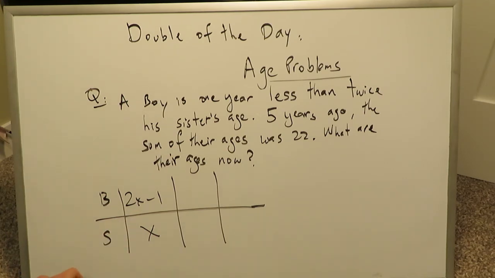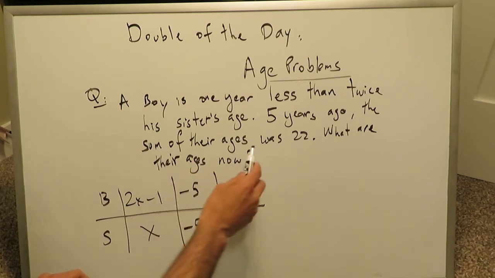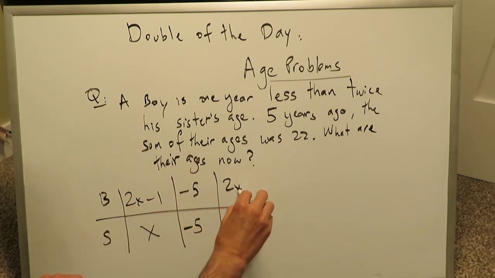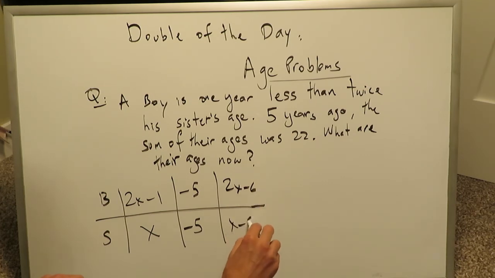Now let's incorporate the time lapse. 5 years ago, meaning in the past. So you got to do a minus 5 and a minus 5 because it affects both of them. The sum of their ages was 22. You got to combine these. You'll have a 2x minus 6. Here you'll have an x minus 5.